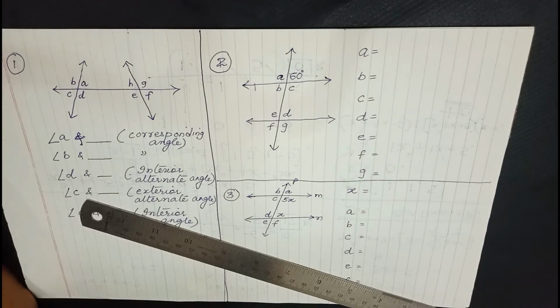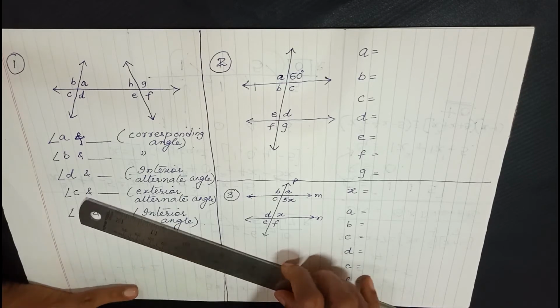In the last video, we have learned about the properties of angles that are made by parallel lines and a transversal. So today we will be seeing how to solve some sums based on those characteristics. So let's begin.